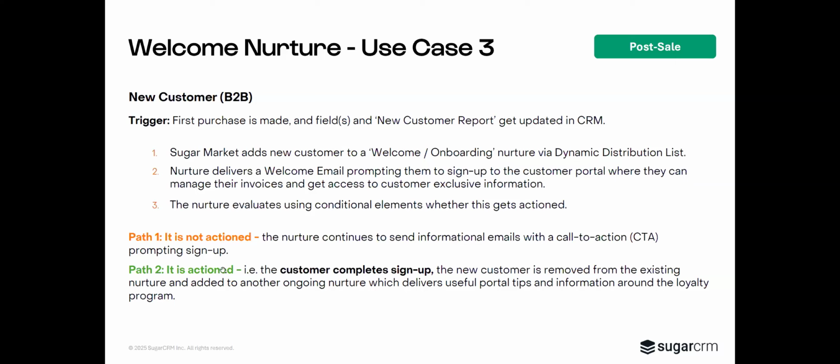So I've got it here again, pathway 1 and 2. The nurture continues to send information or emails, prompting them to sign up to the portal. If it is actioned, again, we'll have an evaluation there. So that might be a form evaluation. If they complete that sign up to the portal, then we can remove them from the existing nurture and add them onto a tips and tricks nurture or loyalty program or whatever you want to do as a business.